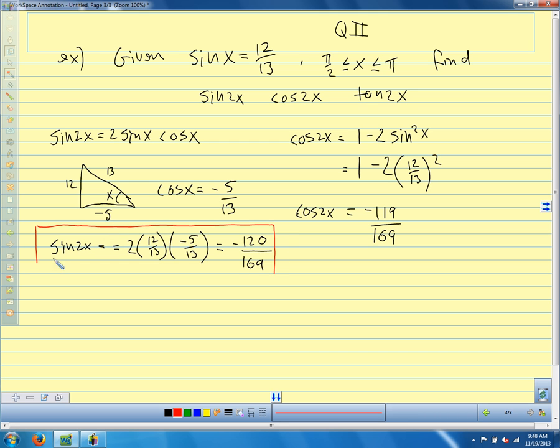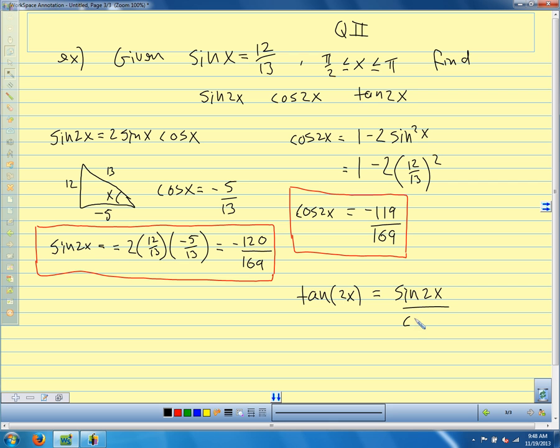And let's find the tangent of 2x the easy way. What's going to be the easy way to find the tangent of 2x? Not even thinking of a formula. Sine of 2x over the cosine of 2x. Tangent 2x equals sine 2x over cosine 2x, and I just found both of those pieces.